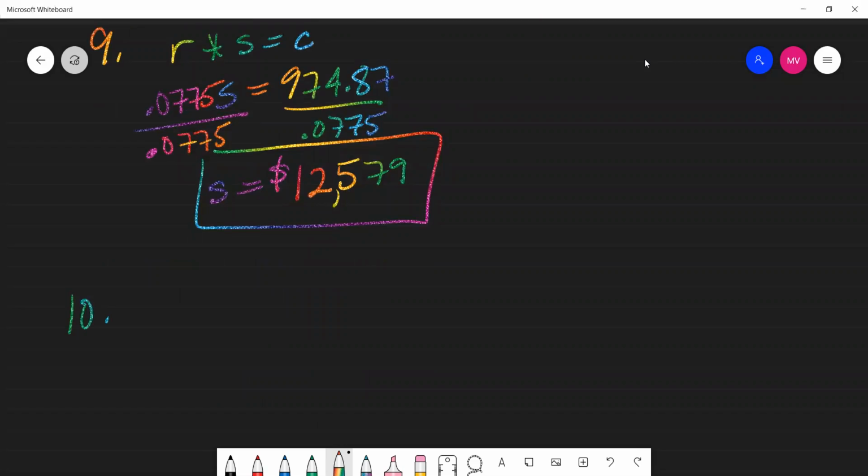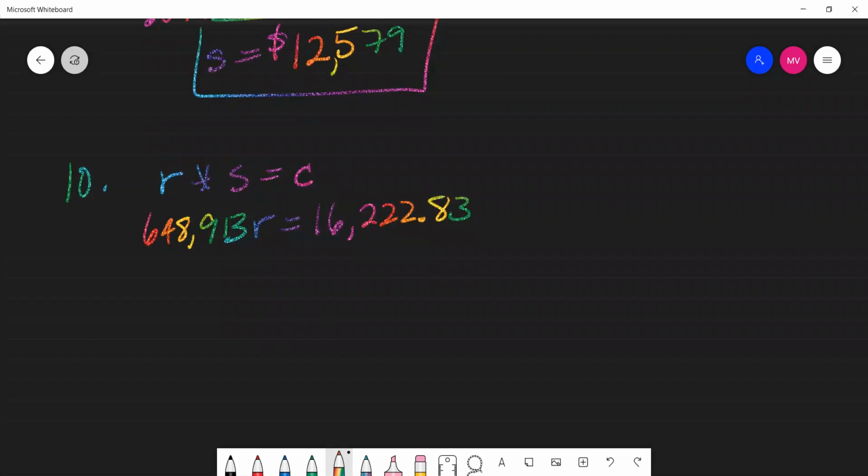Okay, last one here. Number 10, rate times sales equals commission. We know our sales. Looks like we're calculating our rate. So total sales was 648,913. Y'all know me, I can't write and talk at the same time. Times the rate equals a commission of $16,222.83.